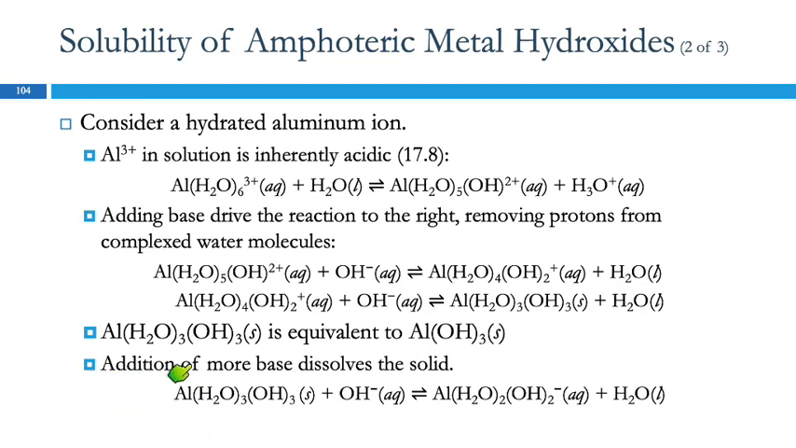So if we're adding base, and as we change this complex ion, we get to this guy, which is not soluble. But if we add more base, then we pull off more of these, and now it becomes soluble again. So aluminum is very weird because it is insoluble at neutral pHs, but it's soluble both at low and high pHs. Very strange.